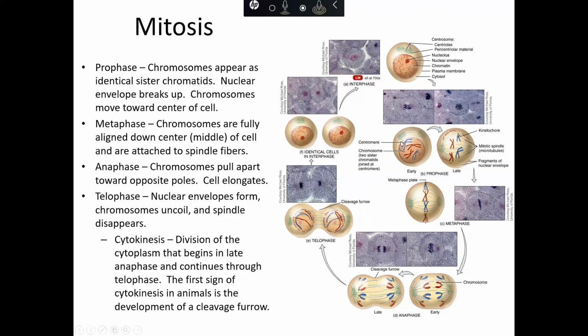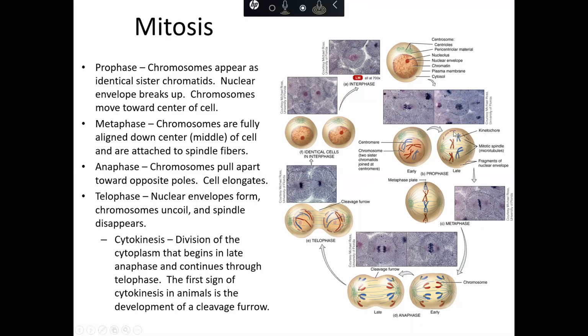So in early prophase, we finally see what takes place, where the DNA coils itself up and we see these chromosomes forming. We also see the formation of the spindle fibers or microtubules, things that look like little spider legs, traveling and trying to connect to the center, what we call the kinetochore of those chromosomes.